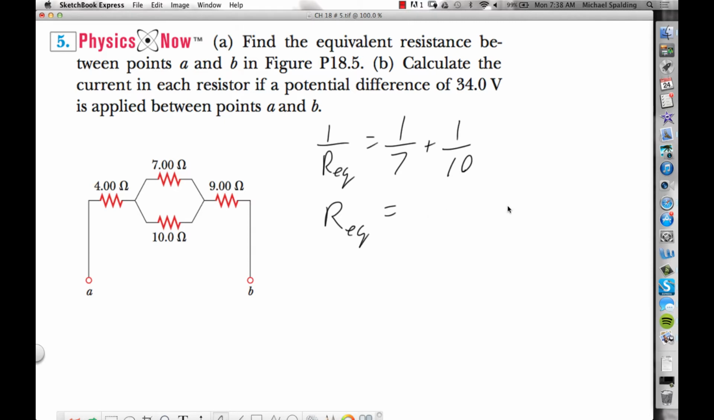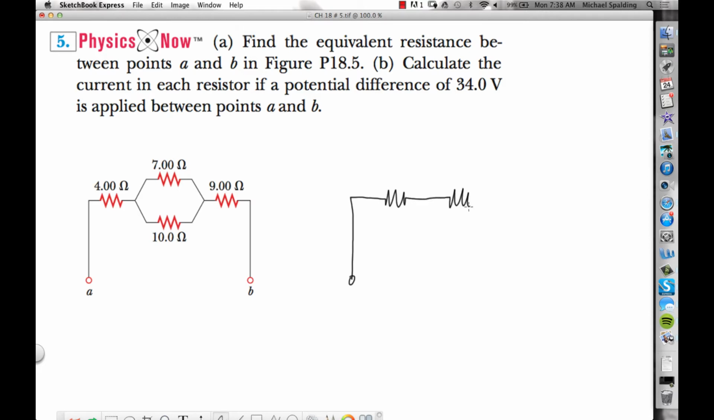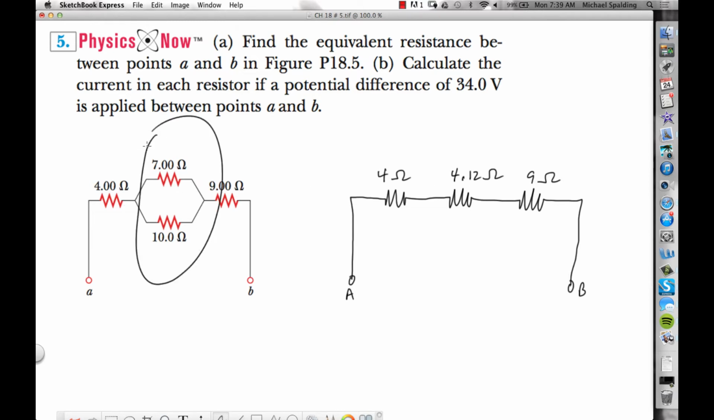Okay, so redraw the whole picture. You're going to redraw everything because that's how you do circuit problems. It's a lot of picture drawing. So here's point A, and over here is point B. So we have the 4 ohm, this one is 4.12, and then there's our 9. All we did going from this picture to this picture is simplify the 7 and the 10.